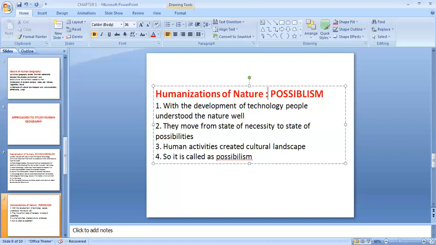So in humanization of nature, man is playing the active role and nature is playing the passive role. So the environmental determinism led to the counter thesis of possibilism, which presented the man as active rather than passive. In naturalization of human or environmentalism, environment is active, and in humanization of nature or possibilism, human is active.